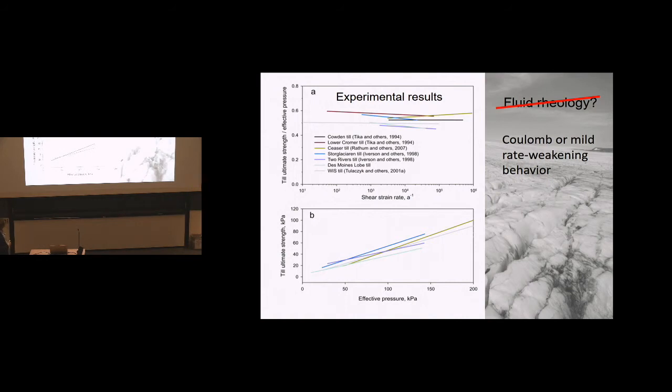What does control the till ultimate strength? Well, the effective pressure does. The harder we press downward on this till, the stronger it gets. Not a very difficult concept to appreciate. Now, I will say that some of these results indicate mild rate weakening behavior. And that's important because this is one of the criteria for stick-slip behavior at glacier beds, which has been observed and something I'll talk about a little bit tomorrow.